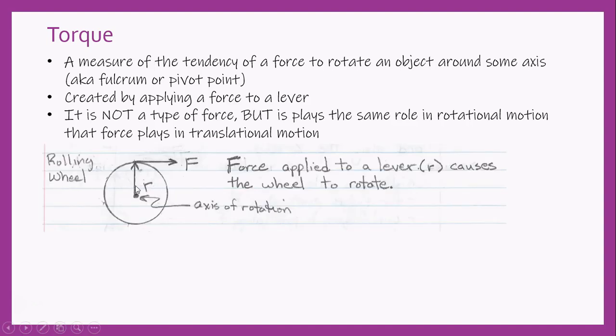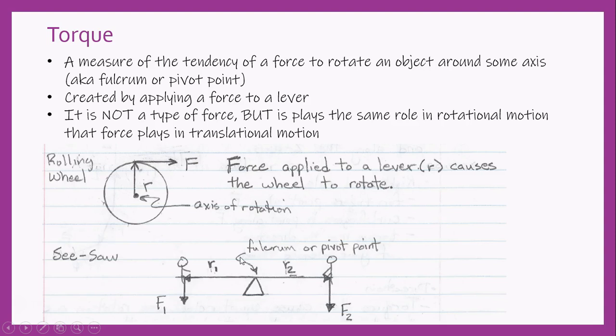So here's an example of how torque is created. We've got a rolling wheel. This could be a car tire. We have a lever, and that starts at the axis of rotation. It goes to where the force is applied, and of course the force is going to be applied at the edge of the tire where it meets the surface, or whatever is creating the force, and this force is applied in this direction. So the force applied to the lever causes the wheel to rotate, and torque is required for a wheel to rotate. So force applied to a lever causes rotation because it creates torque.